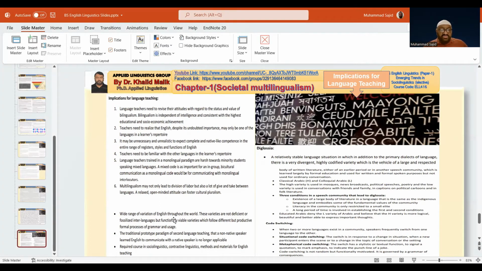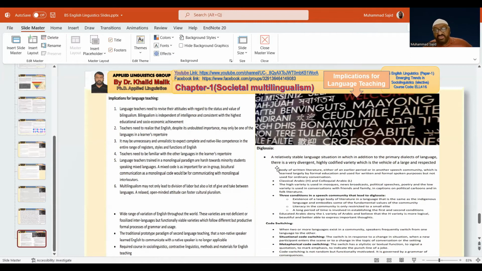Teachers should be aware of the wide range of variation of English throughout the world. These variations are not deficient or fossilized interlanguage, but functionally viable varieties which follow different but productive formal processes of grammar and usage. The traditional prototype paradigm of second language teaching, that a non-native speaker learns English to communicate with the native speaker, is no longer applicable. A required course in sociolinguistics, contrastive linguistics, methods, and materials for English teaching is needed.